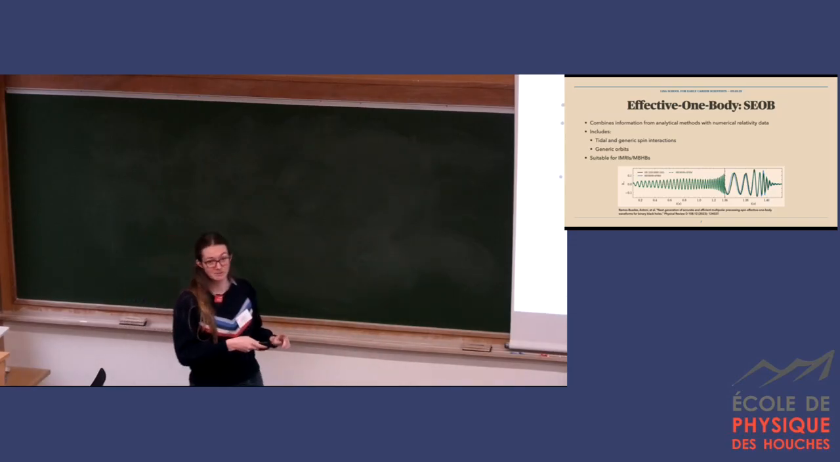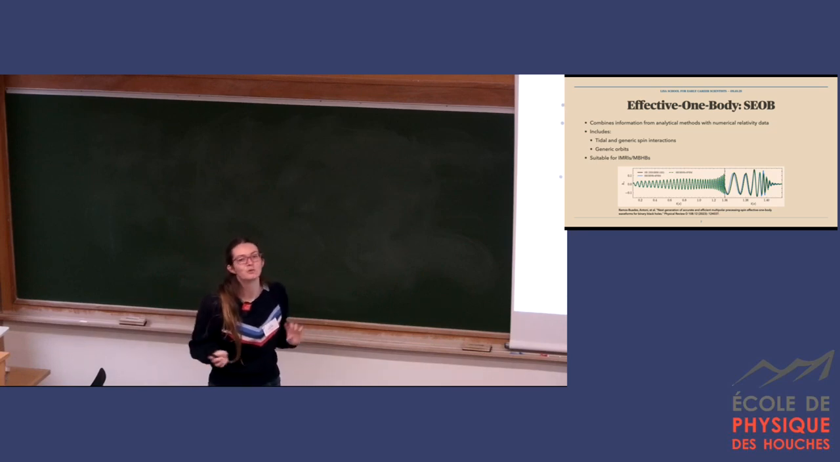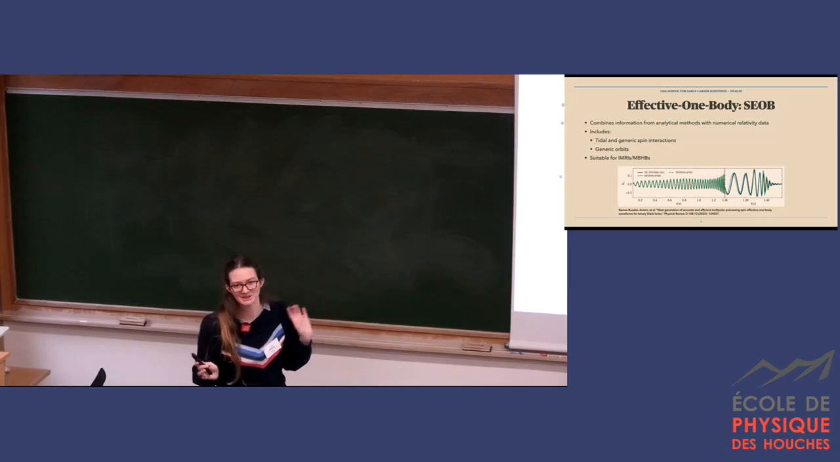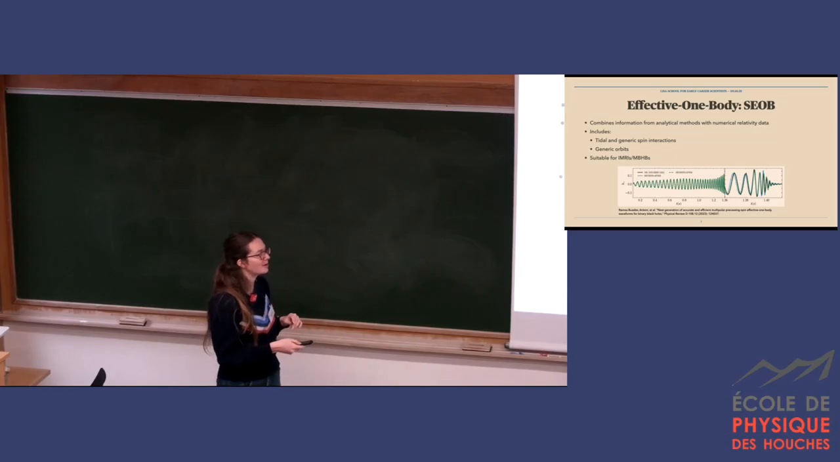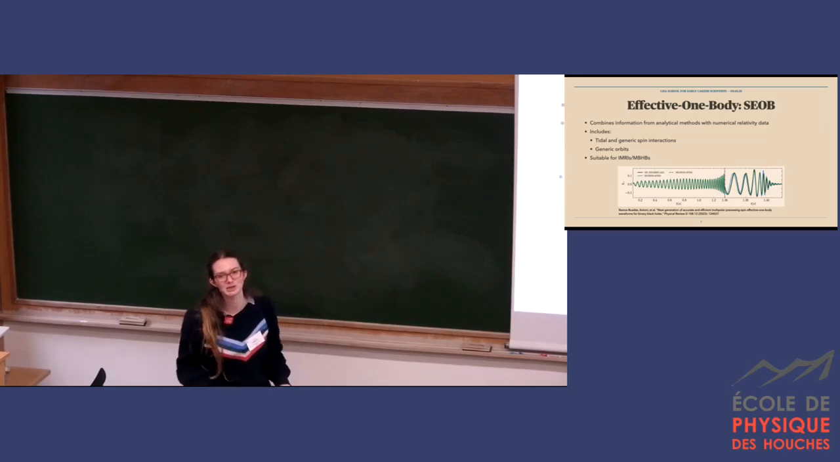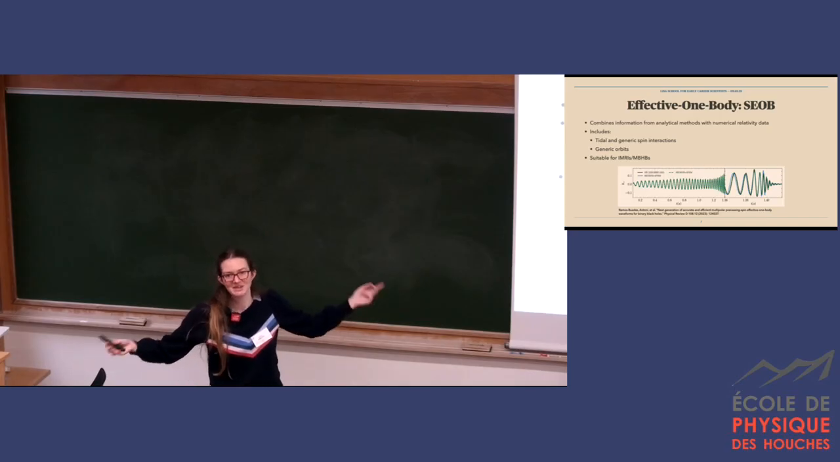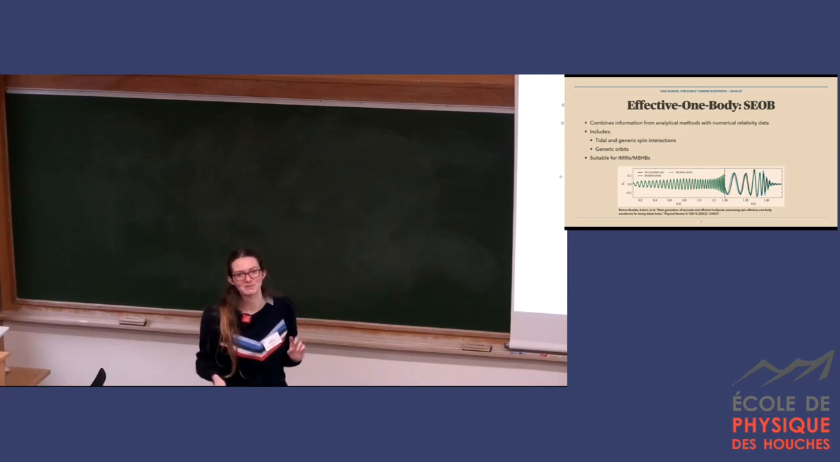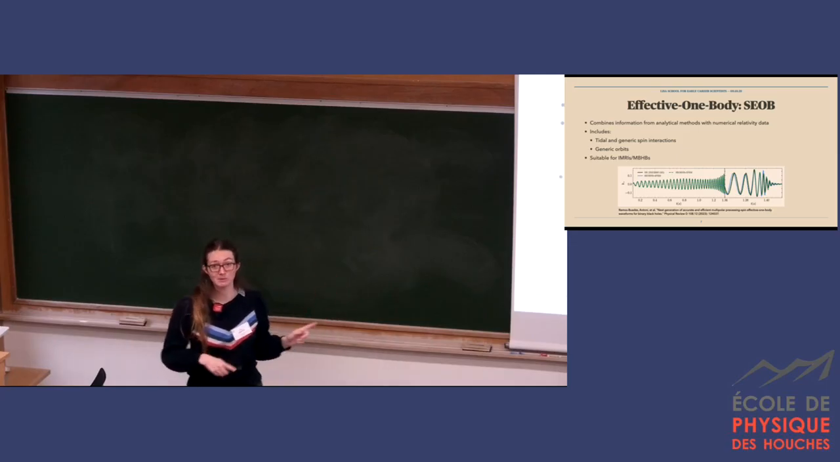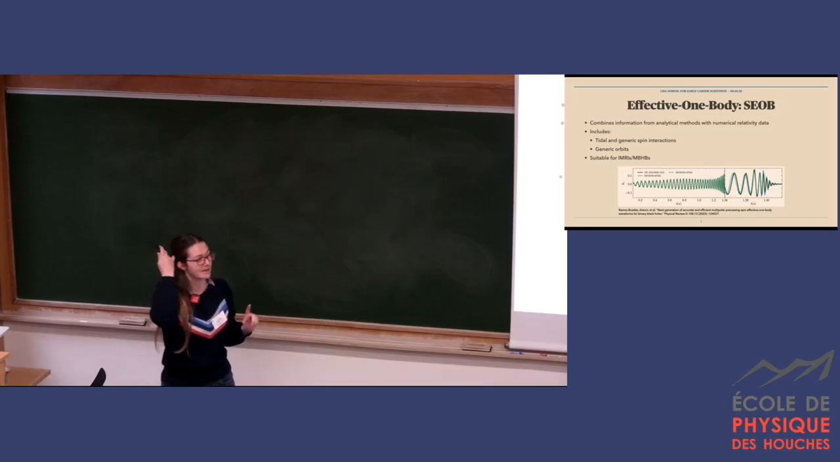Then when you get to the merger and ringdown, we actually find that the analytic formalism doesn't work at all. And so at that point, we sometimes come up with a phenomenological expression. What does this look like? Oh, it looks like this. And then I calibrate it to NR, and I use that entirely. I will go through that in a lot more detail for an example later.